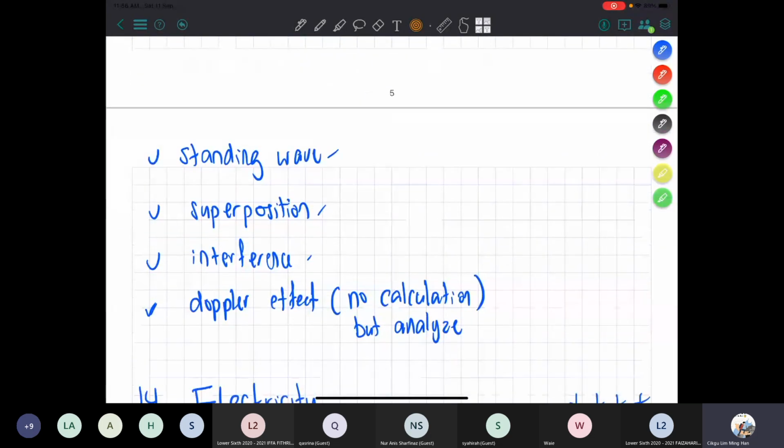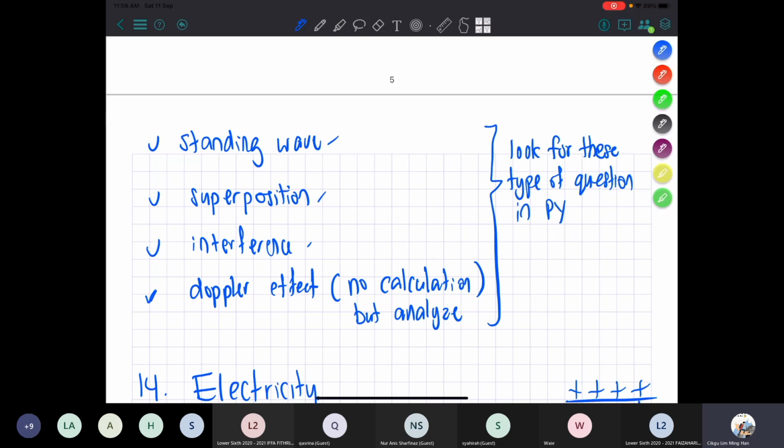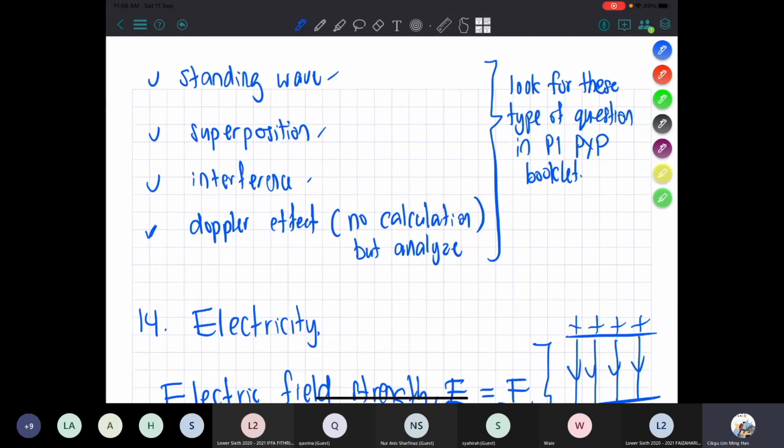And we have the standing wave, we also have superposition, interference. So what I want you to do is try to practice. Look for this type of question in paper 1. Paper 1 answer past year paper booklet. Do as many as you can if you want to score about wave.